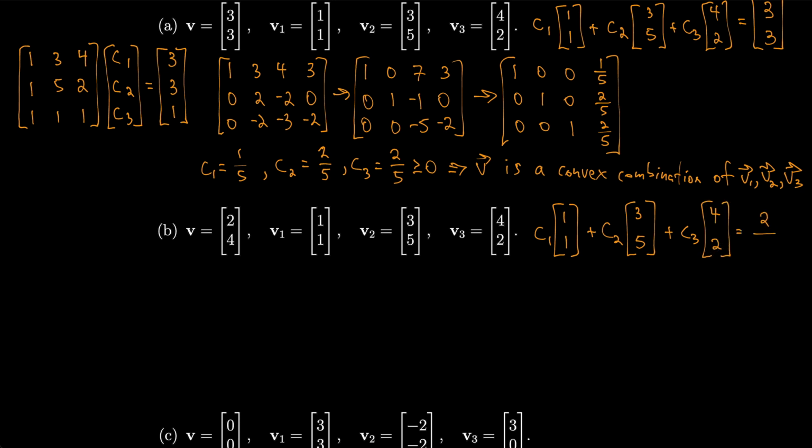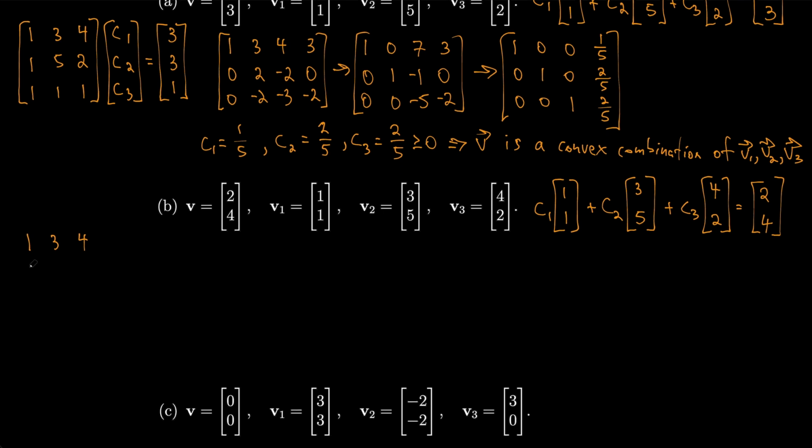Set that equal to 2, 4. Okay, let's see if we can find C1, C2, and C3. So this time our matrix is 1, 3, 4, 1, 5, 2, 1, 1, 1, same as it was last time, and C1, C2, C3, but this time we are looking for a different vector V. That's 2, 4, so we'll write 2, 4, 1.